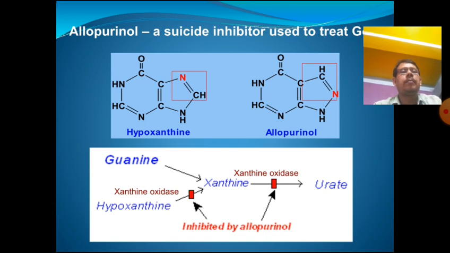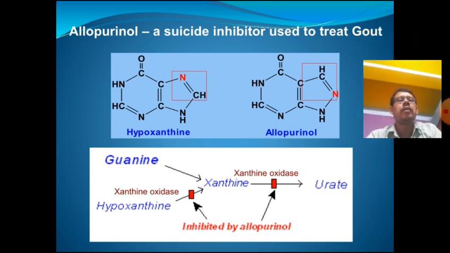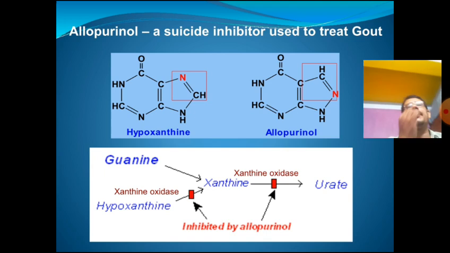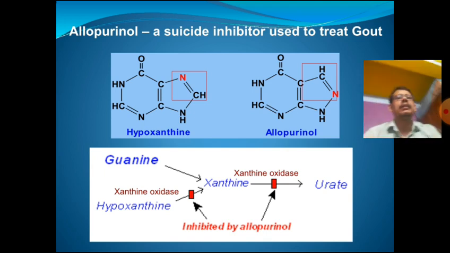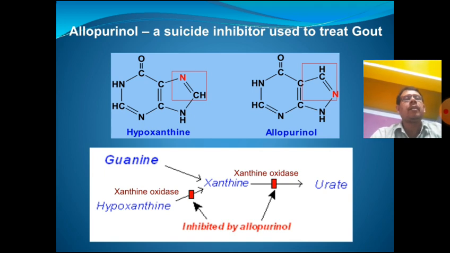It is also called a suicide inhibitor used for gout. Why is it called suicide? Because allopurinol is a xanthine oxidase inhibitor, but when taken by mouth it is converted in the liver to alloxanthine. This alloxanthine is a much more potent inhibitor of xanthine oxidase. That's why it is called a suicide inhibitor. Actually, allopurinol is taken orally, goes into the body, and is converted to alloxanthine, the more potent inhibitor of xanthine oxidase.